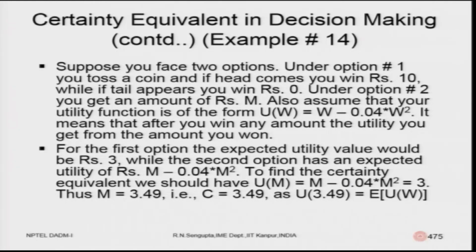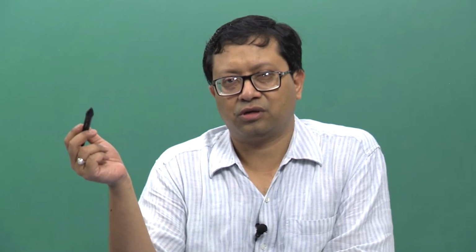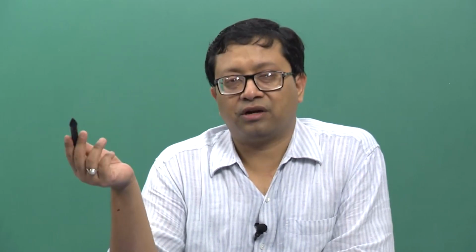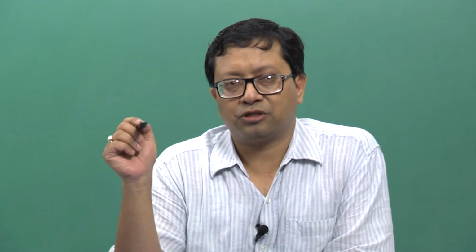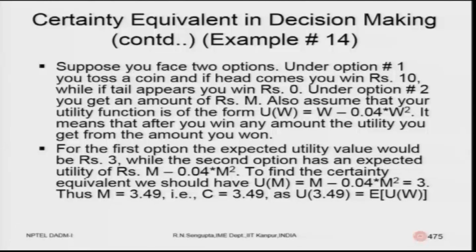For the first option, the expected utility value would be 3, because you are trying to analyze the utility function based on the calculation that, as I showed, it will be 10 minus 0.04 into 10 square in the bracket multiplied by half, this is the probability, plus the other option is 0, so it will be 0 minus 0.04 into 0 square bracket, that whole thing into half. That will be equivalent to the value of m in utility terms, which will be m minus 0.04 into m square. To find out the certainty equivalent, the value would be equal to 3.49.